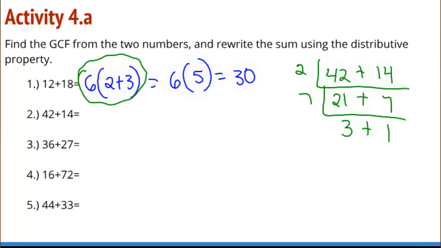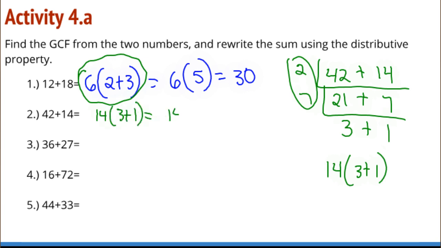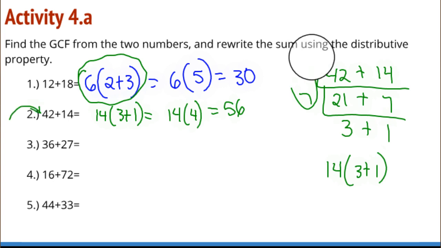Oh, need to leave my plus signs in there. All right, 7 times 2 is 14 times 3 plus 1. 14 times 3 plus 1. 14 times 4. And 14 times 4 is 56. Which is, of course, the same as 42 plus 14.